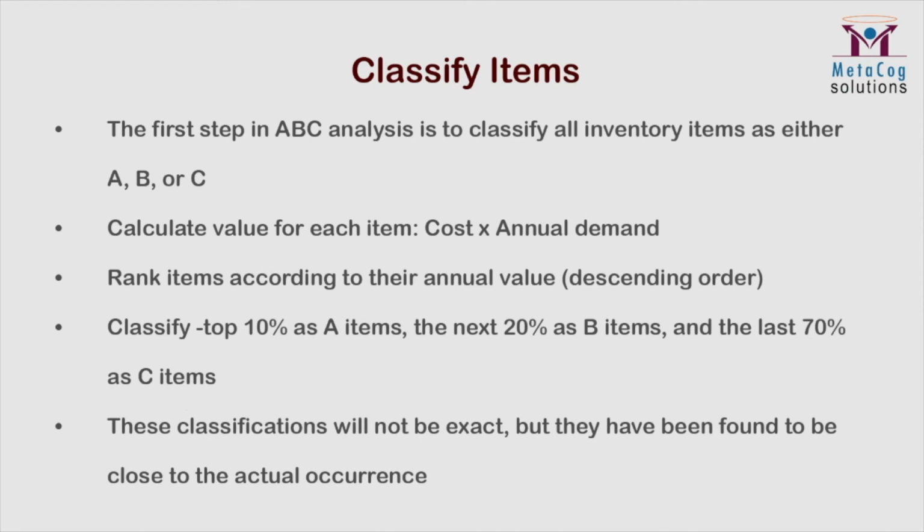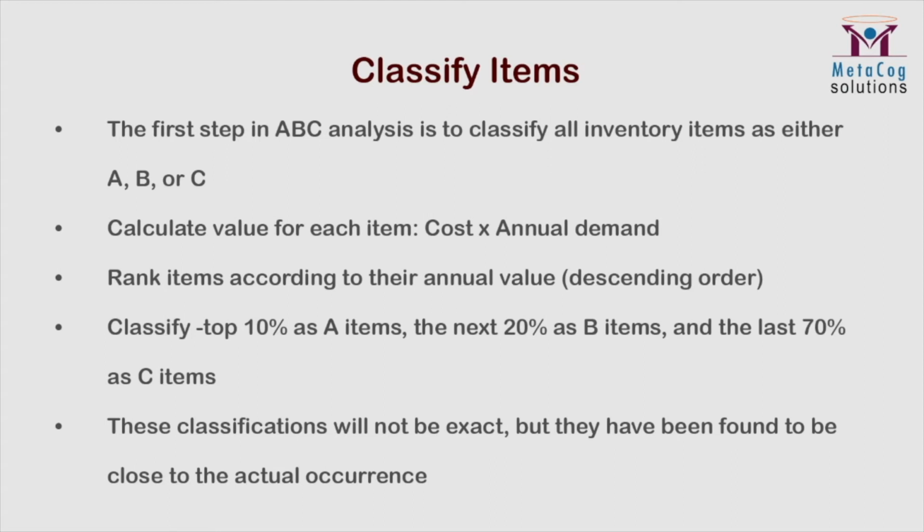Classify items. The first step in ABC analysis is to classify all items in inventory either as A, B or C. The first step is to calculate the value for each item, that is the cost into the annual demand or the annual usage. Second step, the items are ranked according to their annual value in a descending order. The third step, the items are classified as follows.